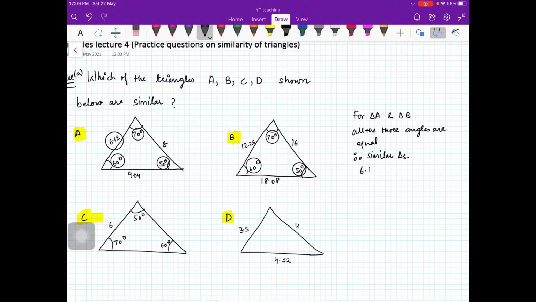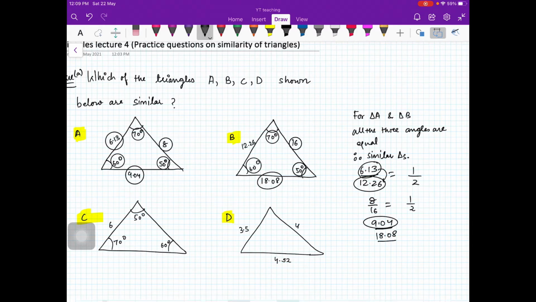Now if you look at the side ratios also, because sides are given, you see 6.13 divided by 12.26. How much is that? You can clearly see this is double, so this is 1 by 2. If you multiply 6.13 by 2, you get 12.26. Now look at this ratio, 8 upon 16. That is also 1 by 2. And 9.04 divided by 18.08: if you multiply it by 2, you get this, so this is also 1 by 2. So the side ratio is also the same here.